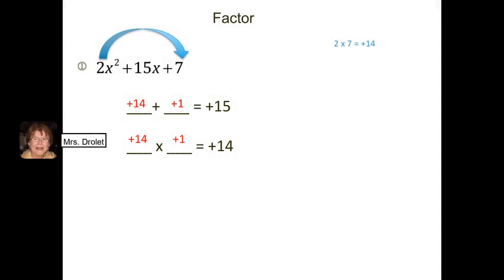So the 2 numbers are positive 14 and positive 1. When you add positive 14 and positive 1, it gives you positive 15. That's the coefficient of the middle term. When you multiply those 2 numbers, 14 times 1, it gives you positive 14, which gives you that newfound number. Now, what are we going to do with those 2 numbers?